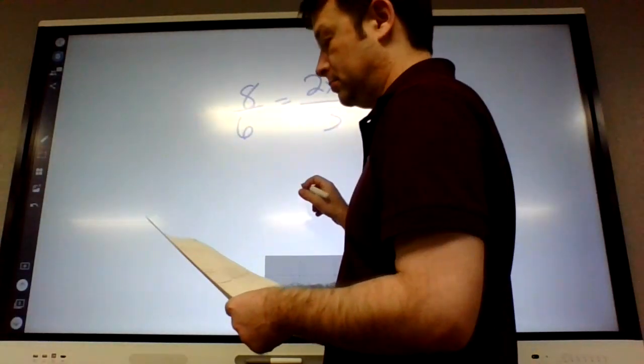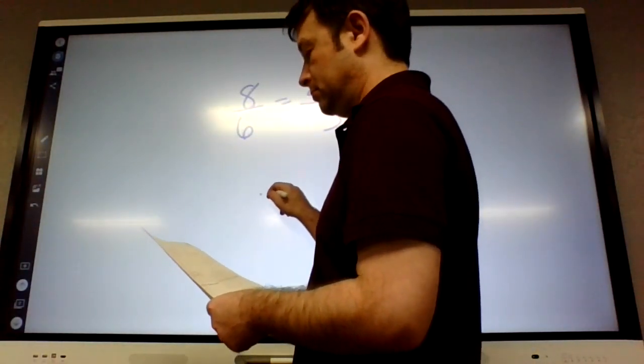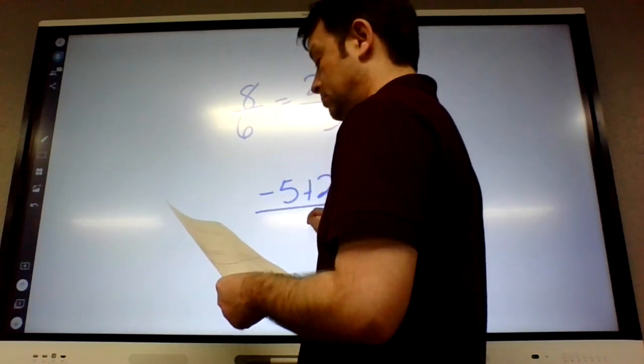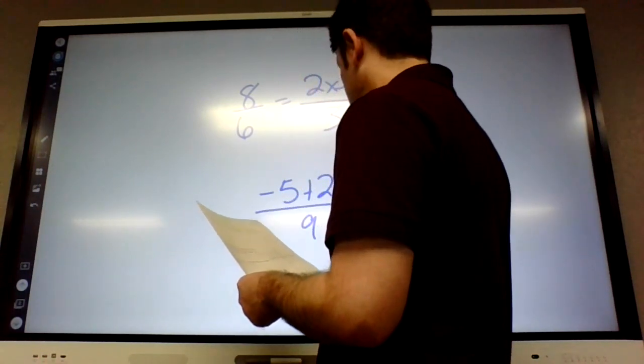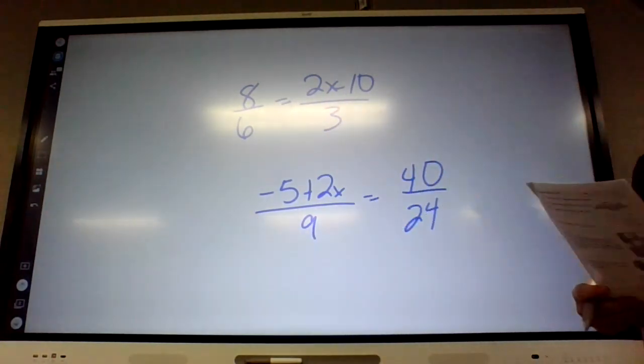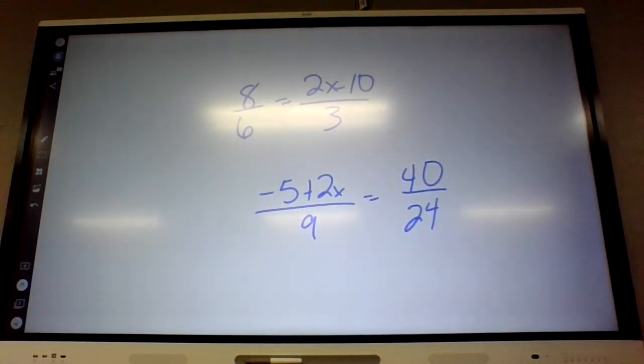Negative 5 plus 2x over 9 equals 40/24. Yeah. So basically, they're saying when you draw an angle bisector, those ratios are going to be equal.